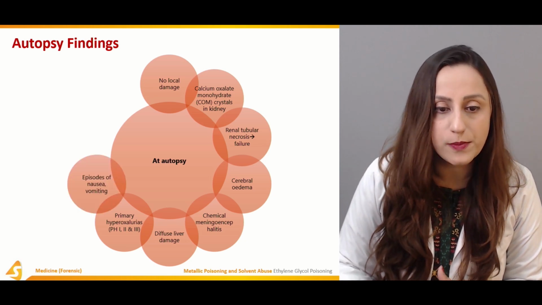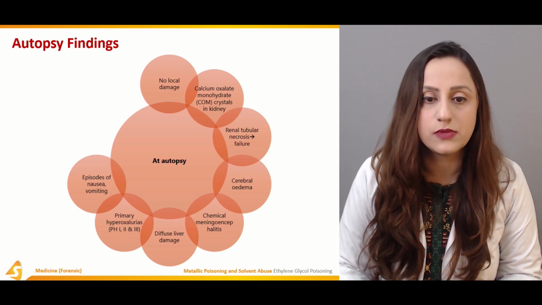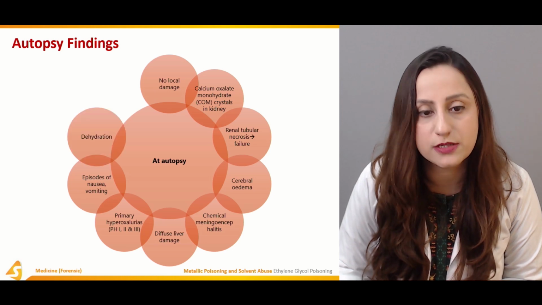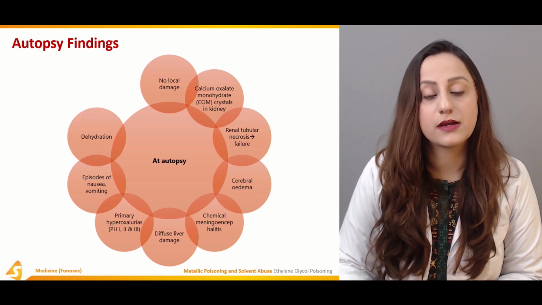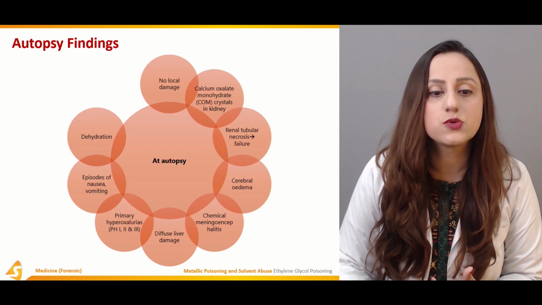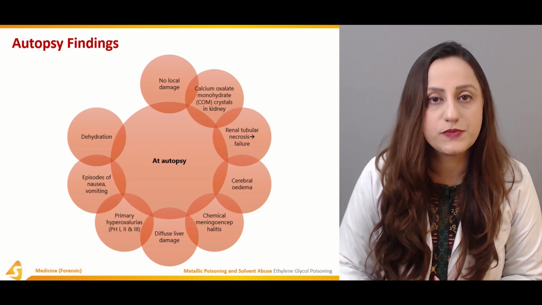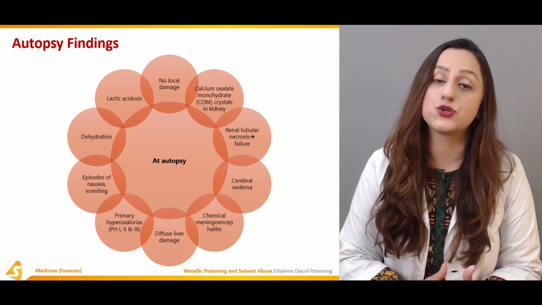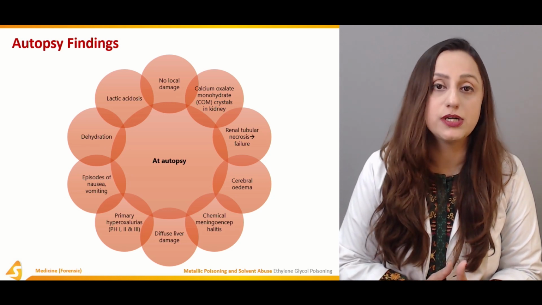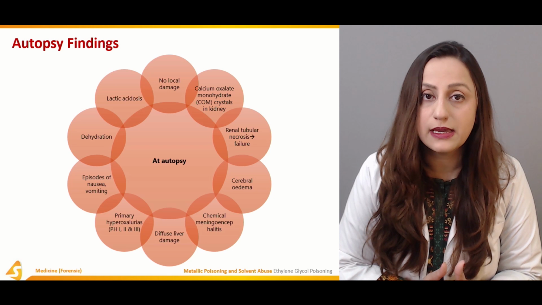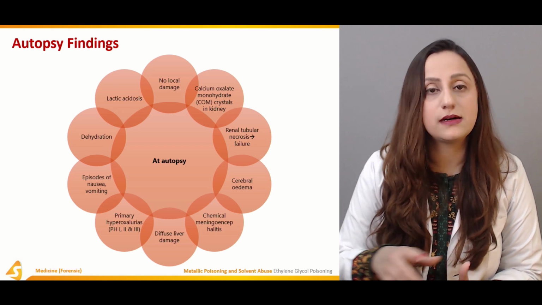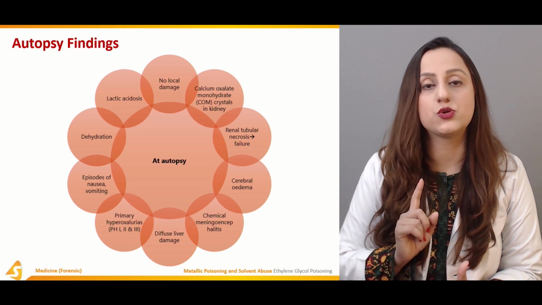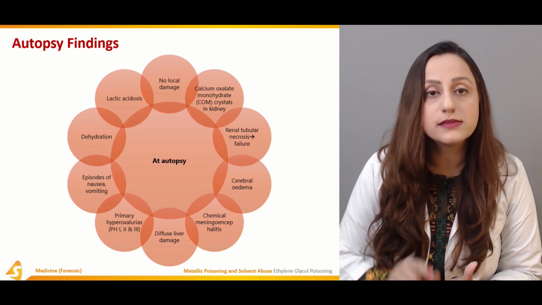Episodes of nausea and vomiting. As the consciousness is quite deranged, nausea and vomiting are also observed and characterized. Dehydration is one of the symptoms observed in cases of ethylene glycol poisoning. Now lactic acidosis is another feature of glycol poisoning, and all of these will be confirmed through the blood samples as well as the urine samples and the tissue samples.